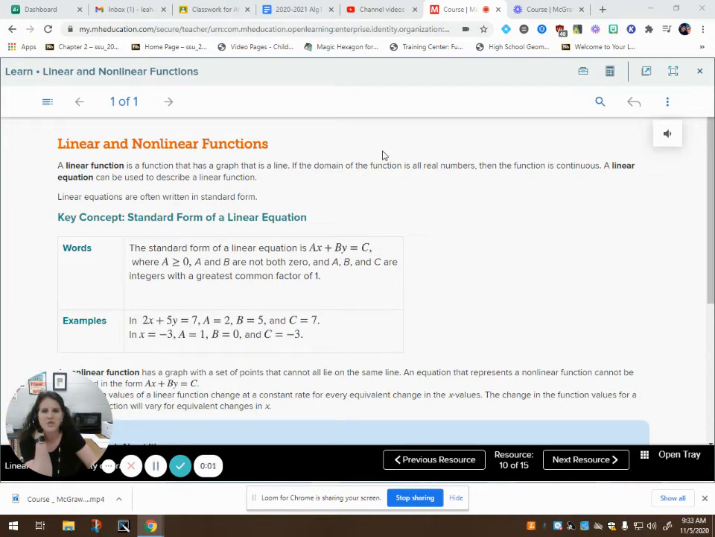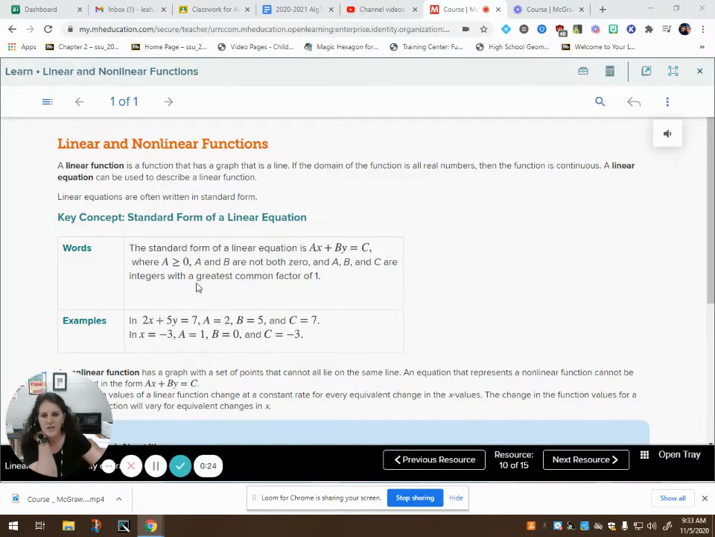Hey, this is part 2 of linearity and continuity of graphs. Today we're going to focus more on looking at the equations and using that to determine if the functions are linear or nonlinear. So again, when things are written as a linear function, we know that if we were to take that equation and graph it, it would create a straight line.